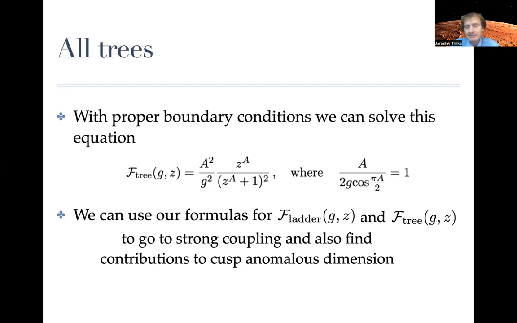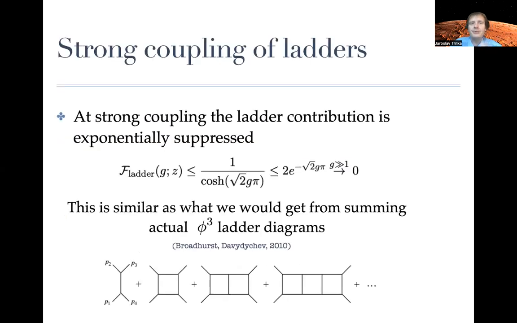Now, having these two functions, we can go to the strong coupling. That's the thing we wanted to do from the beginning, to see any strong coupling result coming from these geometries. And also we can find the contribution to the cusp anomalous dimension. Let me mention here that if we only take ladders and go to the strong coupling, they are exponentially suppressed, which is actually not the right behavior of this function at strong coupling. Now, these ladders behave the same way as the actual ladder integrals that we can resum. So that was already done in the past.